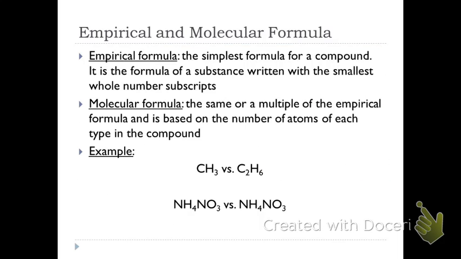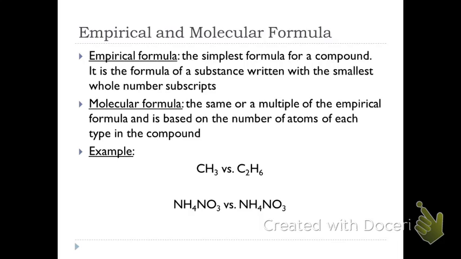Now, the last topic is empirical and molecular formula. To remind you, empirical formula is the simplest formula for a compound. It has already been reduced. It has the smallest whole number subscripts. Molecular is either the same as the empirical or a multiple of the empirical, which just means this is how it actually exists in nature.